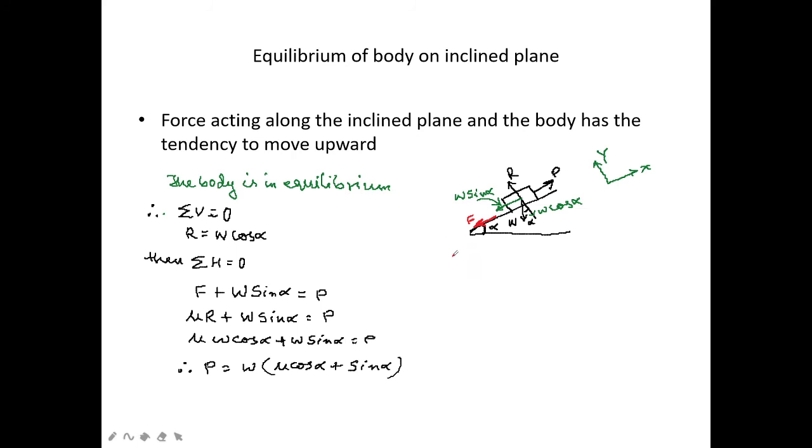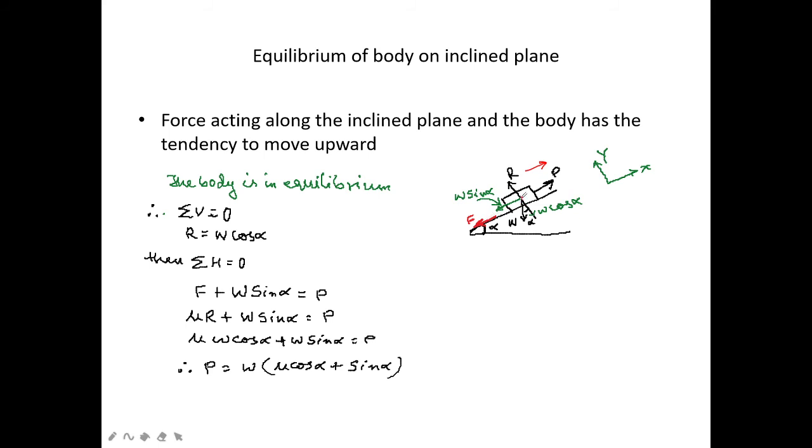Now, equilibrium of body on an inclined plane. We'll discuss the equilibrium of the body on an inclined plane. Now, the condition is the force is acting along the inclined plane and the body has the tendency to move upward. That means in this direction. So that's why the frictional force is acting downward.